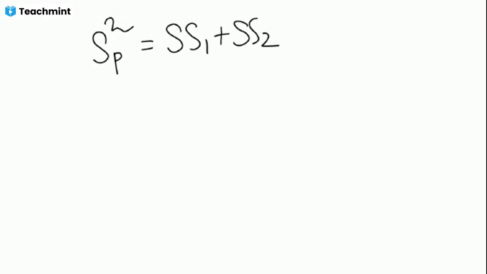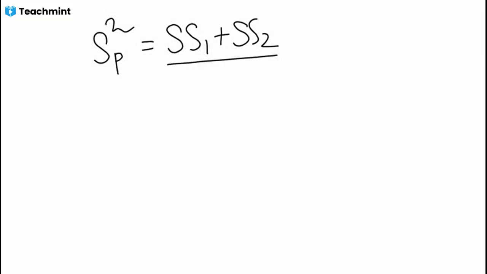And this also, you are using this one as s1 and s2 over degree of freedom for first data plus degree of freedom for second data, or second sample also you can say. Give me a moment, I'm just opening some questions.